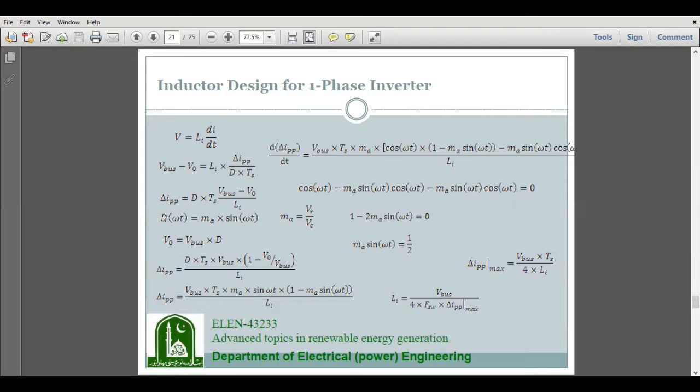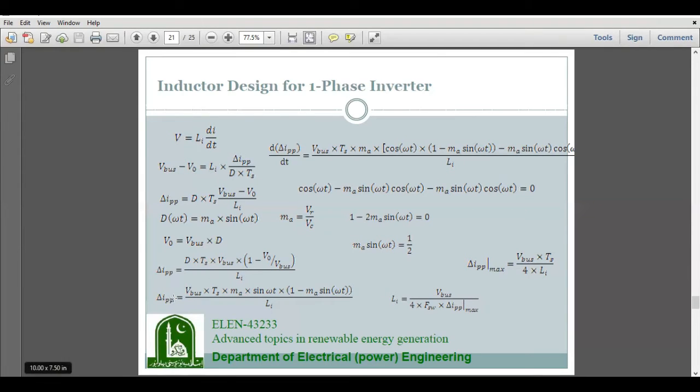For PWM inverters, the duty cycle is a sinusoidal waveform. The duty cycle is sinusoidal in nature, where MA is called the modulation index, and its value is given as the ratio of the amplitude of the reference waveform to the amplitude of the carrier waveform. V output is equal to V bus into the duty cycle, and by putting these values in this equation, we can calculate delta I peak to peak. After doing some modifications, delta I peak to peak will be rearranged as this expression. So this is the expression for delta I peak to peak.